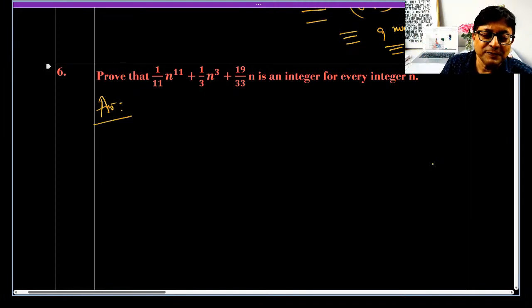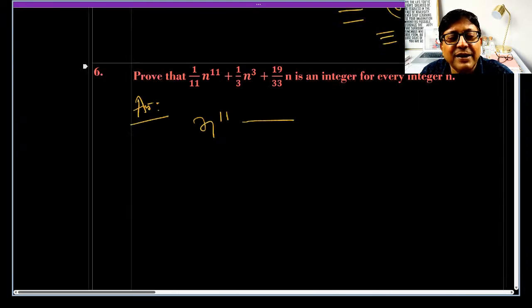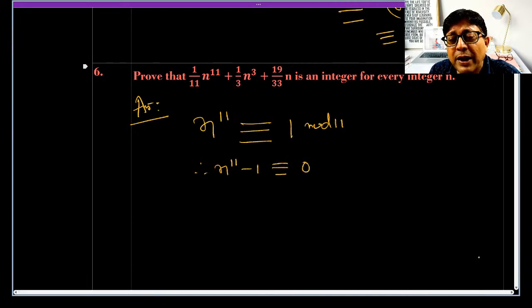Okay, so let us try. n to the power 11 by 11. Let us see what we can get if we use Fermat's theorem. n to the power 11 is congruent with 1 mod 11. So therefore, n to the power 11 minus 1 when divided by 11 leaves no remainder.